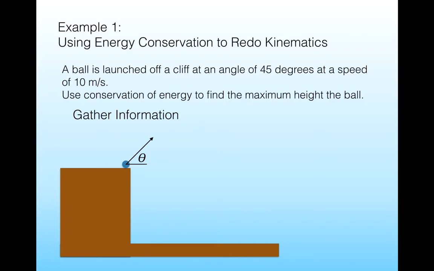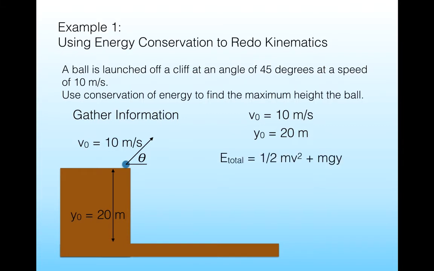So first we'll gather information using our goal system. We know that the initial velocity in this 45-degree angle is 10 meters per second, which gives us our initial speed. And we know the height of the cliff is 20 meters. We also have an additional piece of information now that we didn't have originally, which is that the total energy can be written as 1/2 mv squared plus mgy for this ball. So the energy of this system, which does include the Earth so that we can include the potential energy, is given by this E total.